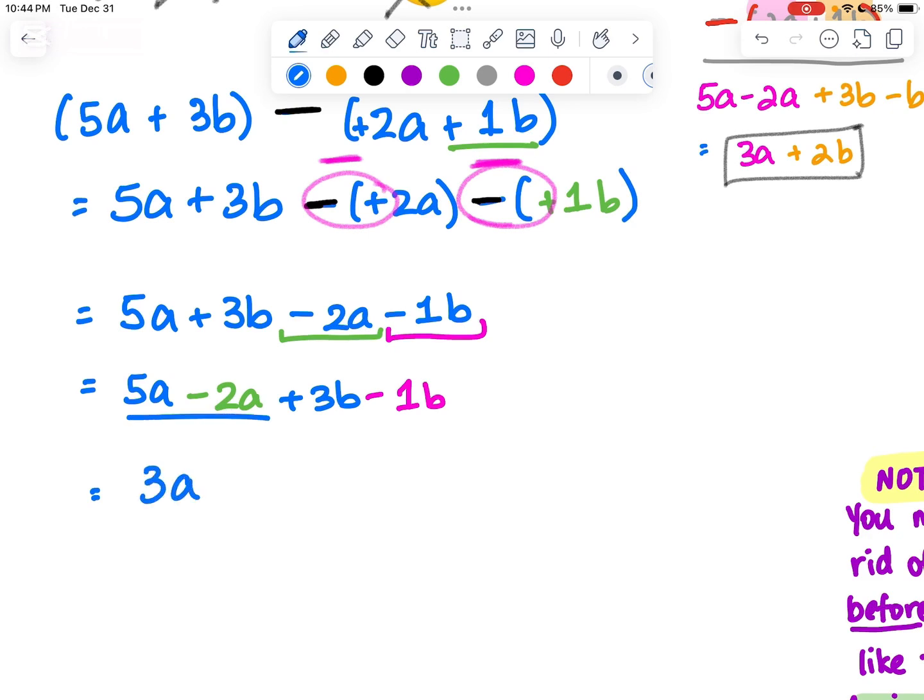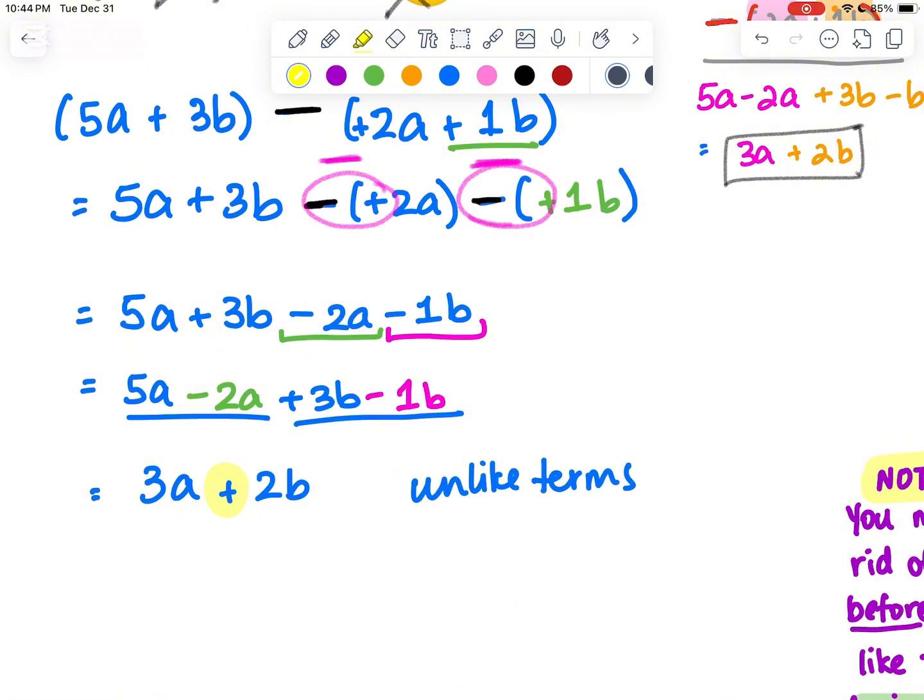Grouping my like terms, I have 3a there. This gives me positive 2b, and these are unlike terms because one has an a and one has a b, so we can't go any further and we can't add them. Please double check that when you are doing this question, you have a plus symbol there. It's really important that that's there. Otherwise, it could look like a different operation like multiplication, for example.